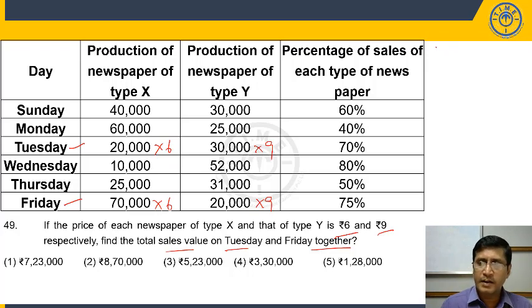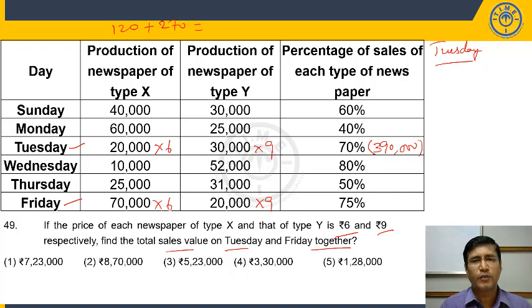on Tuesday? The Tuesday paper total value is 6 into 20, 120, and 9 into 30, it is 270. Sum of these two is equal to 390, so 390,000. 70% was sold here. So how much is 70% of the value? 70% of the value is equal to 273,000.